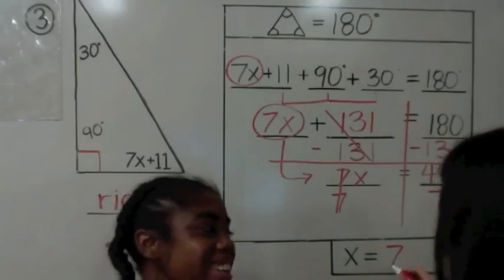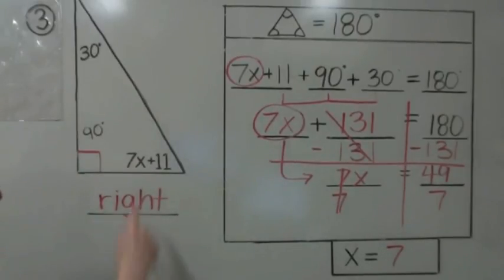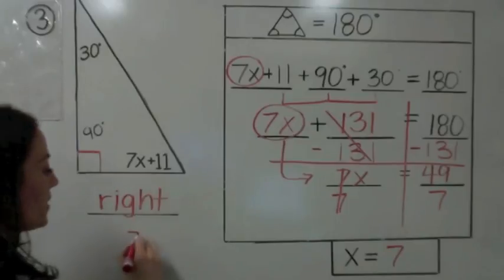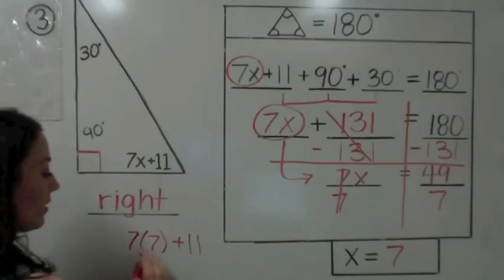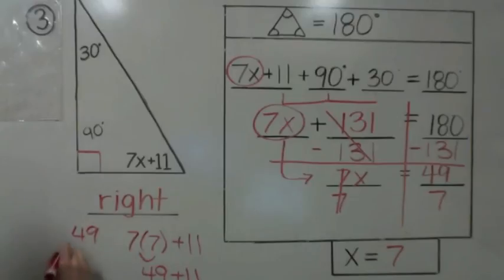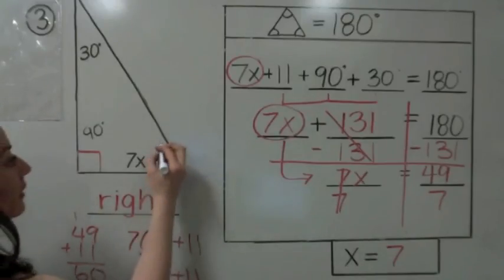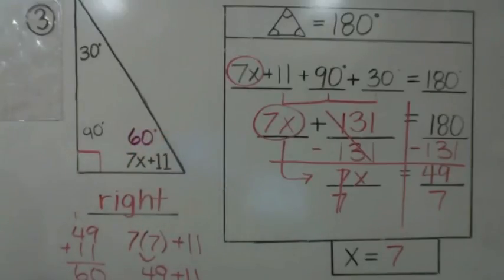Very good. Excellent. Okay, step back for a second. X equals 7, and that means this angle right here, okay? 7 times x plus 11. 7 times 7 is 49 plus 11. What's 49 plus 11? Well, that is 60. So that means, and again, you want to plug it back in to figure out that this angle right here is 60 degrees because this is a 30, 60, 90 triangle.